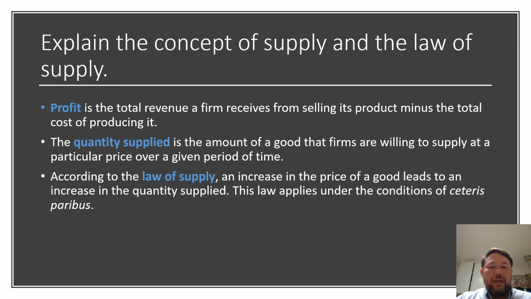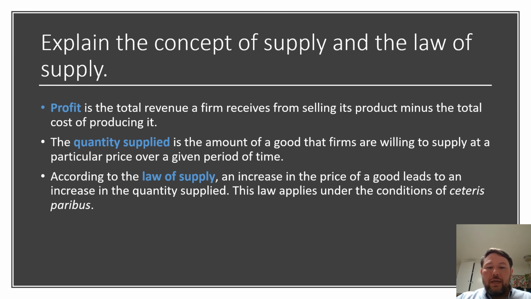according to the law of supply, an increase in the price of a good leads to an increase in the quantity supplied. And I should note, although it's not written here on our slide, that the opposite is true. A decrease in the price of a good leads to a decrease in the quantity supplied. This, of course, is a general statement, just like our law of demand was a general statement, because there can be other factors that impact supply. Notice I didn't say quantity supplied. I said supply, just like there can be other factors that impact demand.